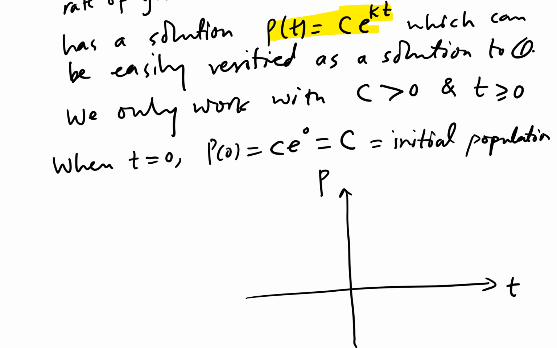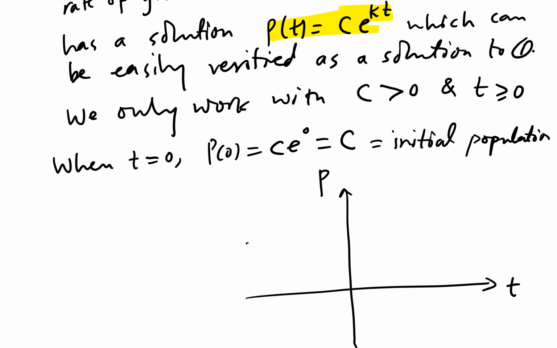So this means every time you take values for k and c, let's say k1, c1, you're going to get a solution. And if you take c2, k2, you get another solution. Every time you pick values for c, you get different equations for the solution, but they all represent exponential functions.